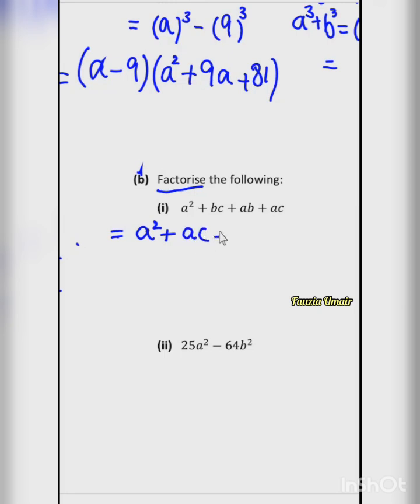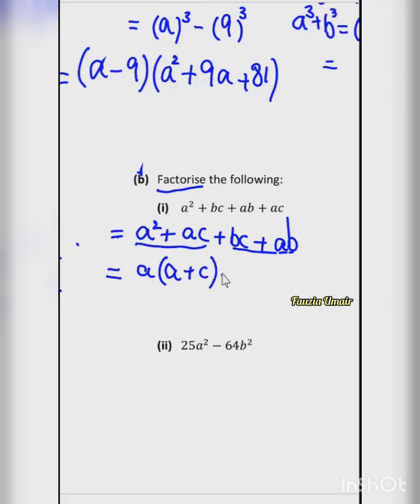So the leftover terms are BC plus AB. This grouping will be right if, after taking the common factor, the terms inside the bracket are the same. So what can I take common from these two terms? A can be taken as common. So the leftover would be A plus C.